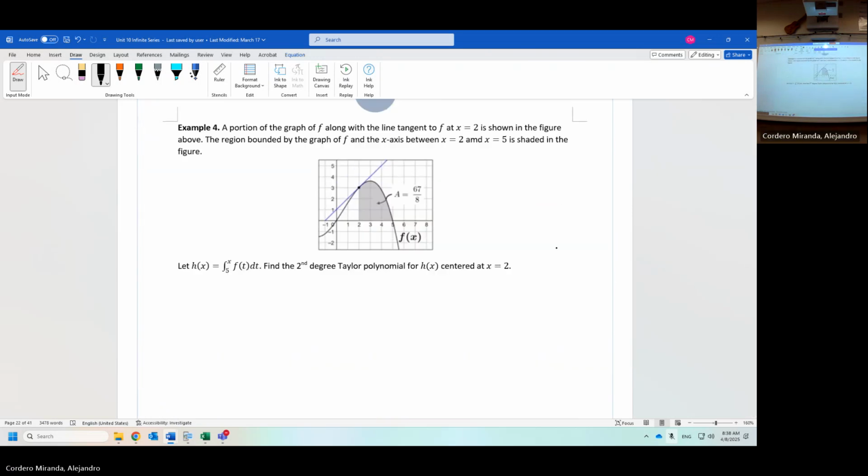Okay. Watch this. A portion of the graph of f along with the tangent line of f at x equals 2 is shown in the figure below, actually. The region bounded by the graph of f and the x-axis between x and x equals 5 is shaded in the figure. Let h be the integral of that. Find the second degree Taylor polynomial for h centered at x equals 2.